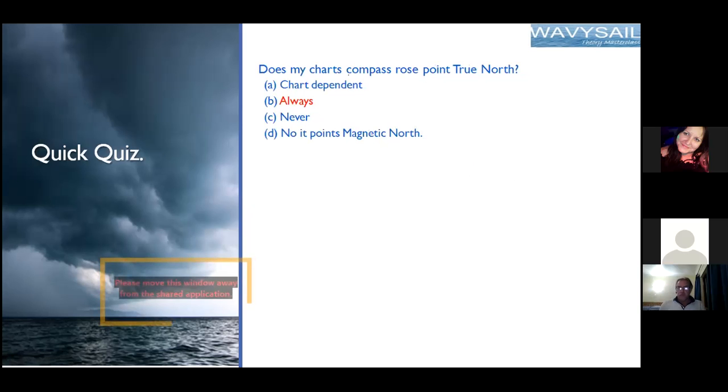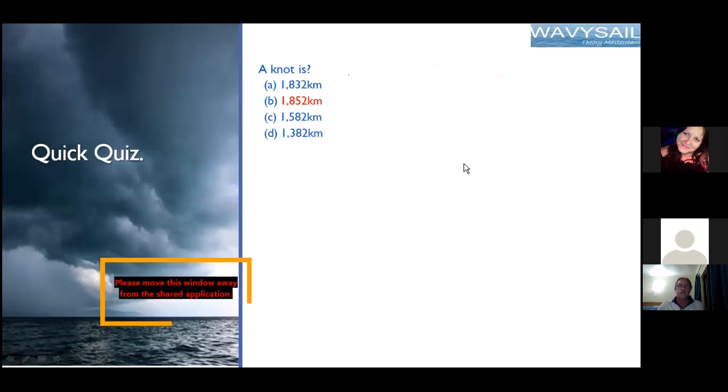Yes, my compass rose will always point to true north. The inside information is irrelevant to true north. The compass rose will always point to true north. And it's 1.852 kilometers to a nautical mile. So your knot is based on 1.852. It's a really obscure number, but as I said, it is because it is from degrees, minutes, and decimals of a minute.